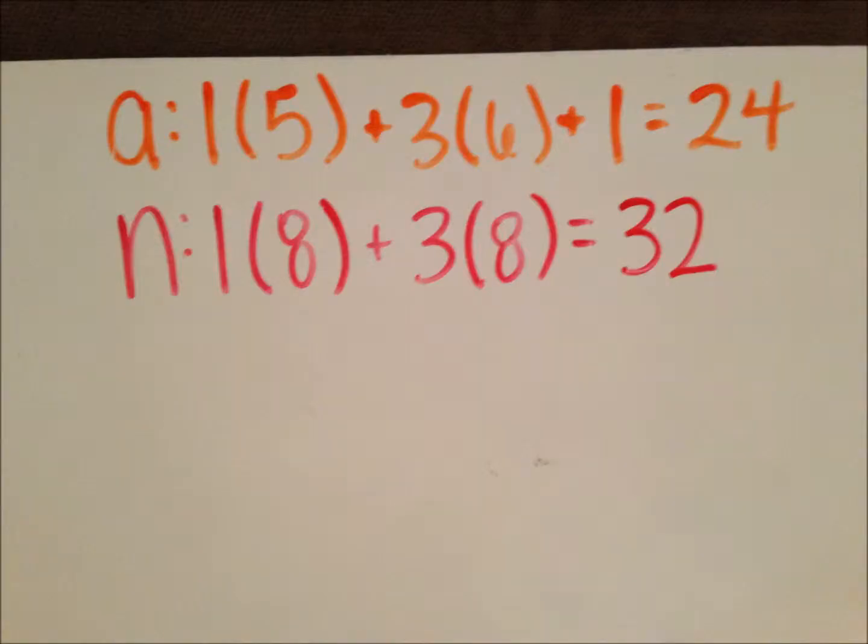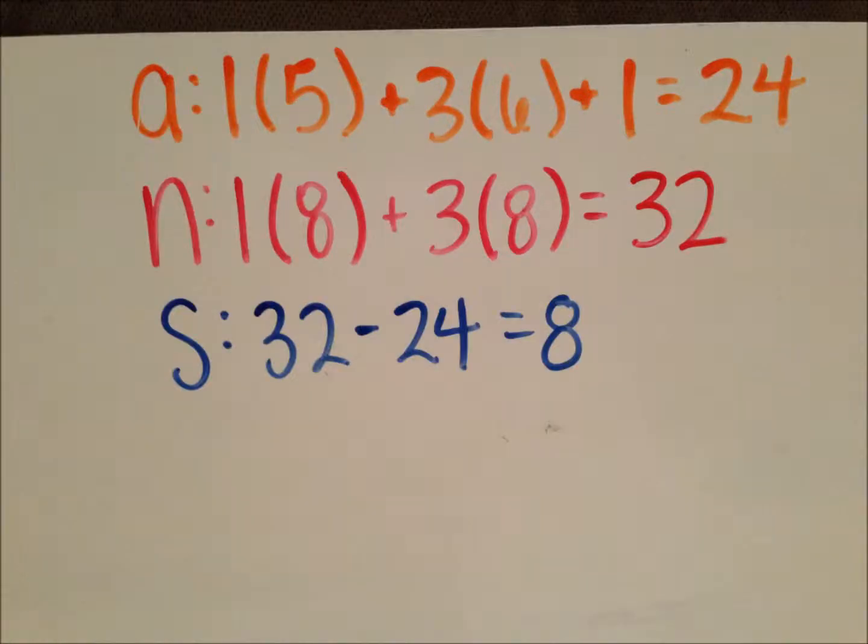In this compound, both nitrogen and oxygen need 8 valence electrons. There's 1 nitrogen and there are 3 oxygens, so when you add this together, you get the value of 32. For S, you take the value of N, which is 32, minus the value of A, which is 24, and the answer you get is 8.